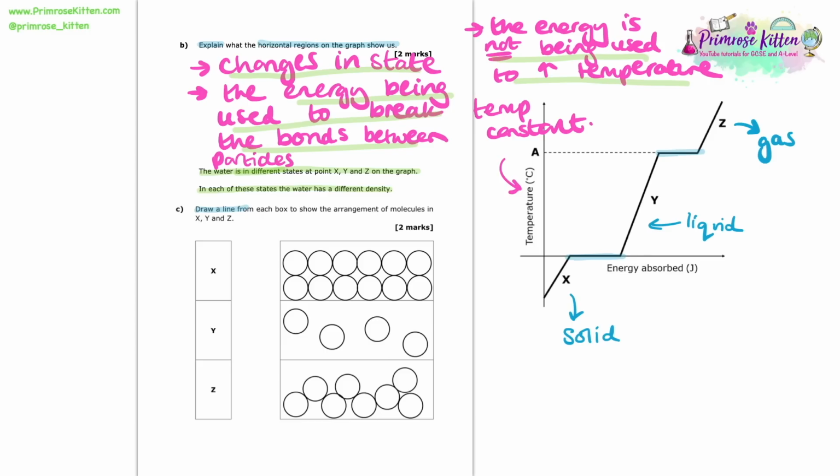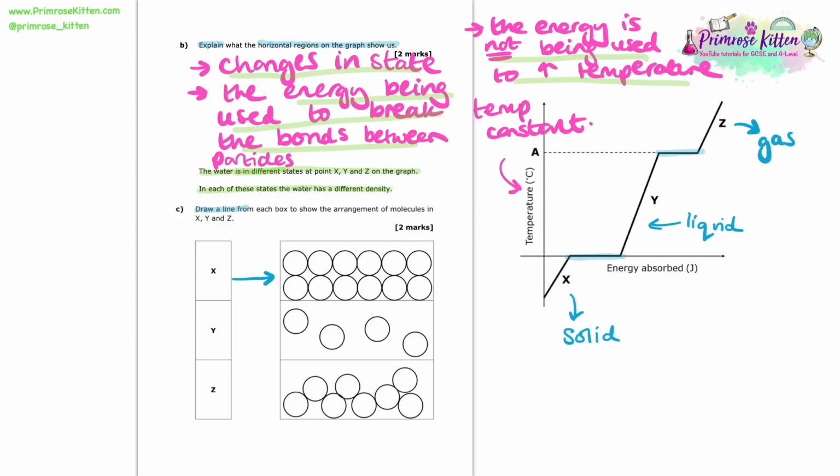Now we need to recognise that when we're in the solid state, as we are with X, all of the particles have a regular arrangement and they are all next to each other. So this is what we have in X. We can see that they're in layers and they are all very close to each other in this regular arrangement. And that's what we would expect to see with a solid.